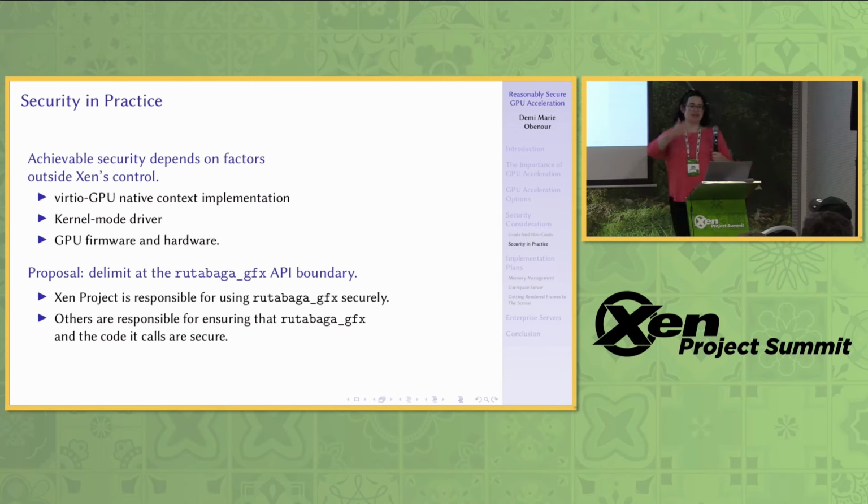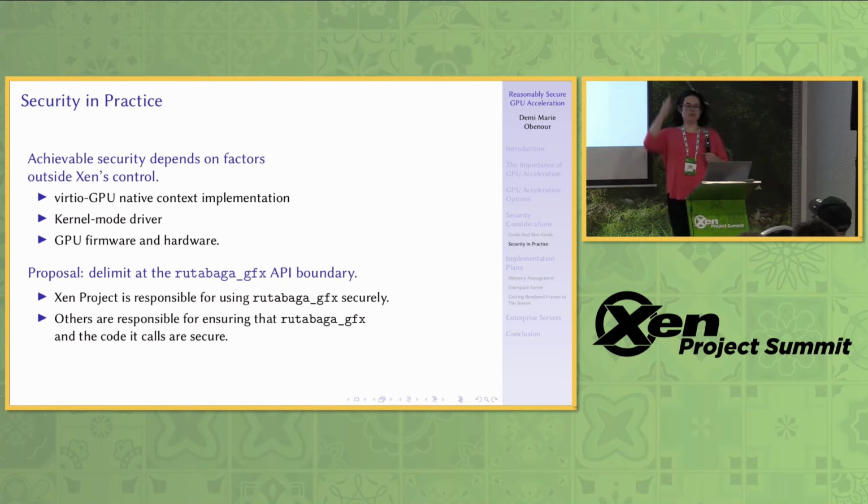What kind of security can we get in practice? This heavily depends on things outside Xen's control. Xen doesn't make the VirtIO GPU native context implementation. It doesn't make the kernel mode driver. And it doesn't make the GPU firmware or hardware. So my proposal here is to delimit at the Rutabaga GFX API boundary. Rutabaga GFX being a user space library that is used for this. Specifically, have it that the Xen project is responsible for the secure use of this library, but others are responsible for ensuring that Rutabaga GFX and the code that it calls are secure.